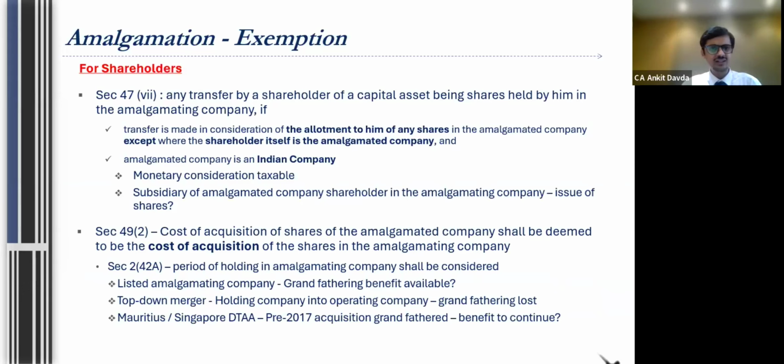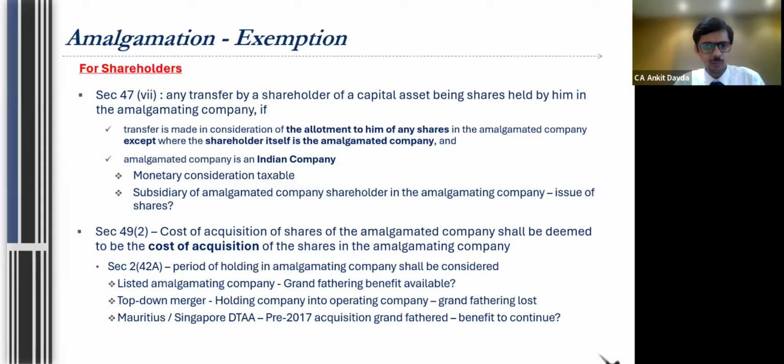And then there are certain critical areas which you can see by four small boxes. Monetary consideration, taxable subsidiary of amalgamate company. So these are very typical issues under the Income Tax Act. Maybe right now we are running short of time, so we may not be able to deal with each point in detail. But conceptually, once a merger is a qualified merger under 2(1B), you have all the exemptions available.